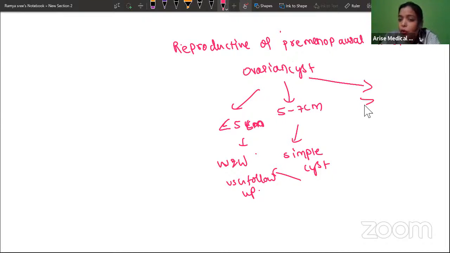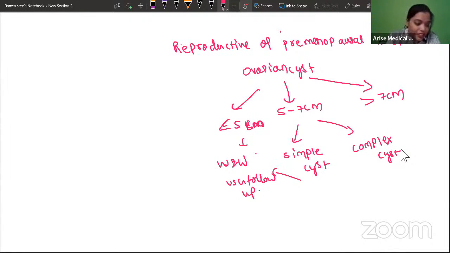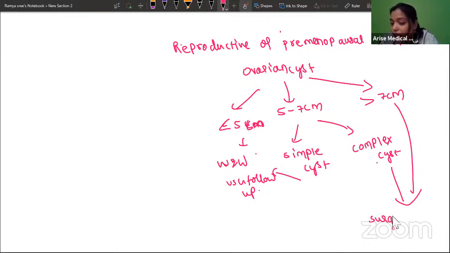If it is more than 7 centimeters, or if it is between 5 to 7 centimeters and a complex cyst, which means they should have some solid areas, multiloculated, thick septations, then we call it a complex cyst, right? So if you have a complex cyst or a cyst more than 7 centimeters, that is when you have to go for surgical management. Again, surgical management doesn't mean oophorectomy. You have to understand what it is and treat it accordingly. So probably cystectomy, or if you think it is a tumor, then staging laparotomy and oophorectomy. Depends on what case it is, right?